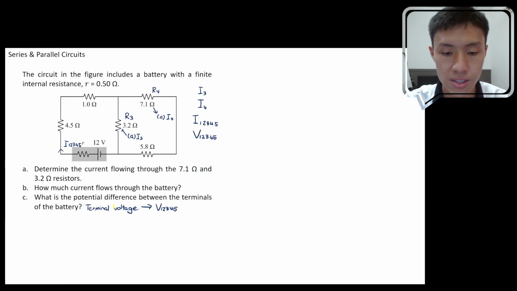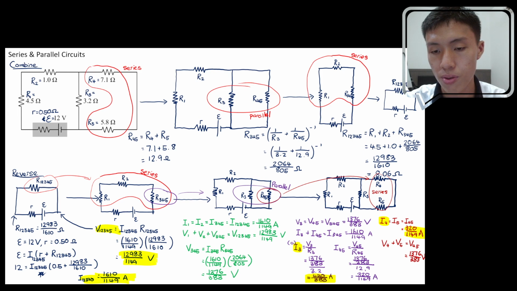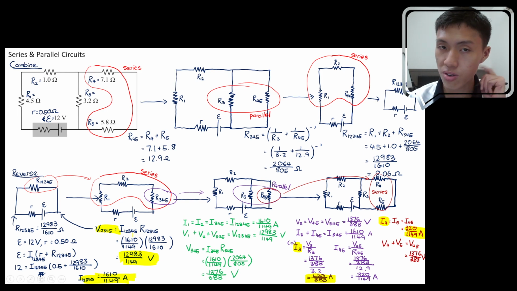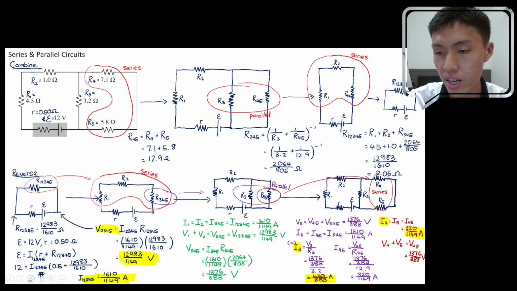Then lastly, they ask for the potential difference between the terminals of the battery. That's the terminal voltage of V12345. Again, you already obtained V12345 as well, over here. So V12345 equals 12893 divided by 1149. Okay, so you have everything you need to answer this question right now. Let's single out the answers so that it's easier to check.